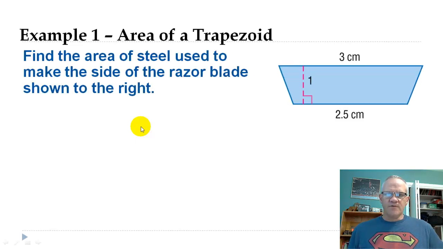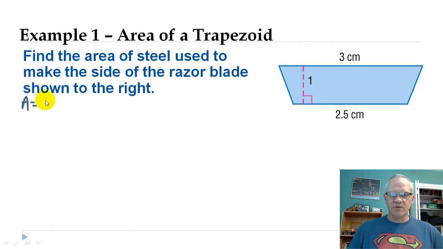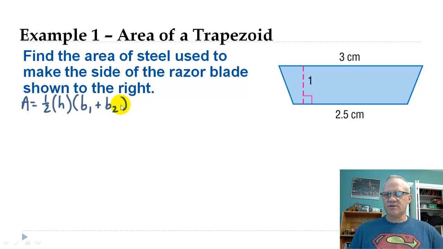All right, let's find the area. This is a razor blade, and we want to find the area of that razor blade. How much steel is it going to take to make that? You notice it's a trapezoid. These two sides are parallel to each other, and they've given us the height here. So all we need to do is plug in. Remember, area equals 1/2 times the height times base 1 plus base 2.